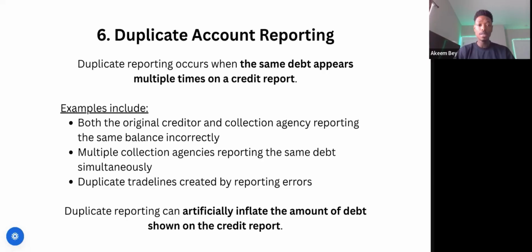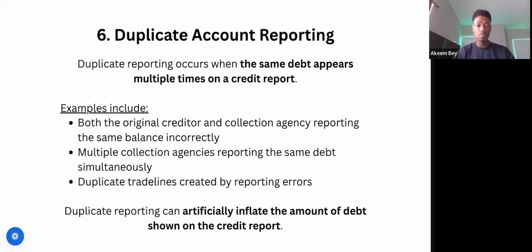Then the next one is duplicate account reporting, right? So duplicate reporting occurs when the same debt appears multiple times on your credit report. LVNV Funding, I will say, their collection agency, they do this all the time. When we review credit reports, they're the major one that we'll see with the account being reported in two different places, right? So some examples are both the original creditor and the collection agency reporting the same balance incorrectly, right?